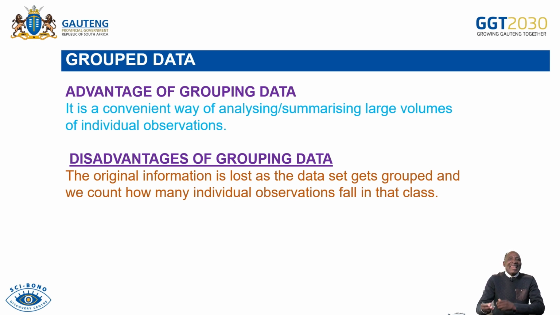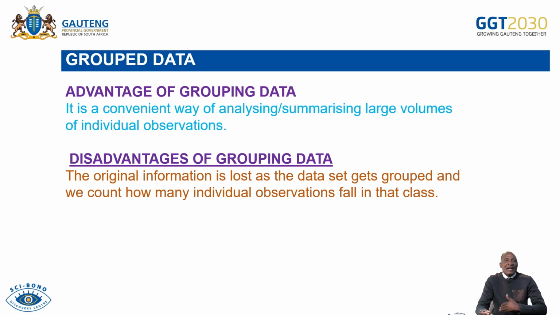But looking at the large volumes of data, it will always be wise to divide your data into classes. Those groups are called classes. So the worry now is what happens as we put observations into classes. The original information is lost. As the data set gets grouped, we count how many individual observations fall in that particular class.